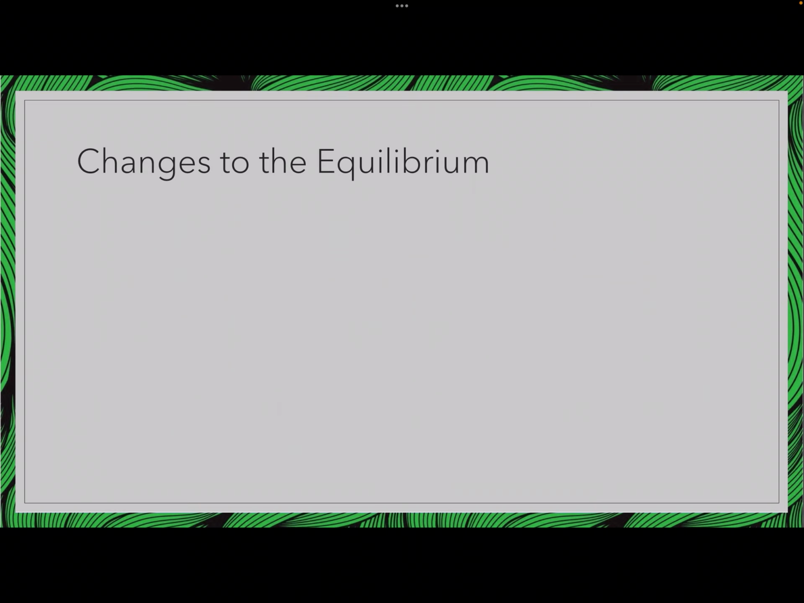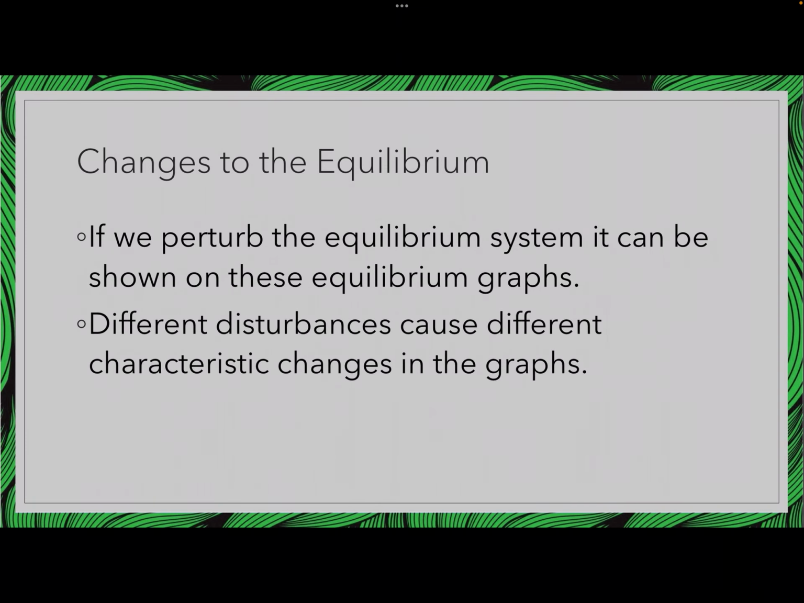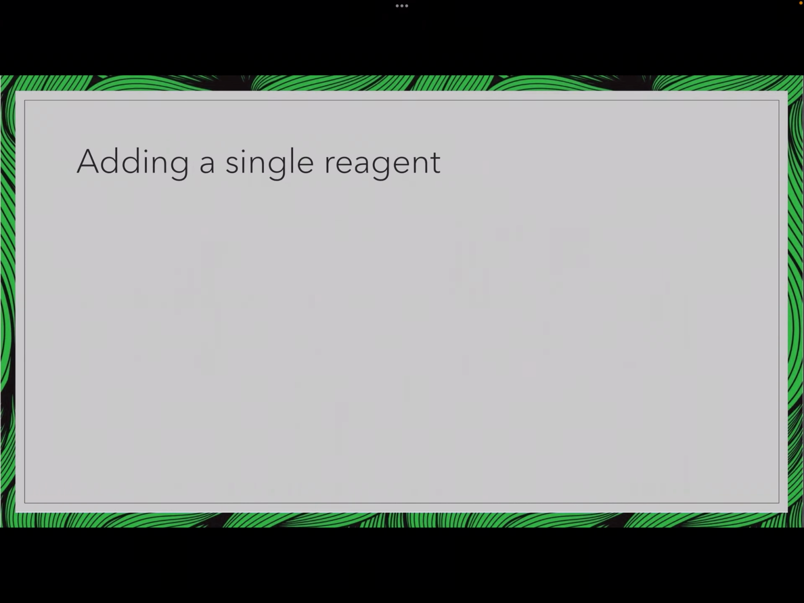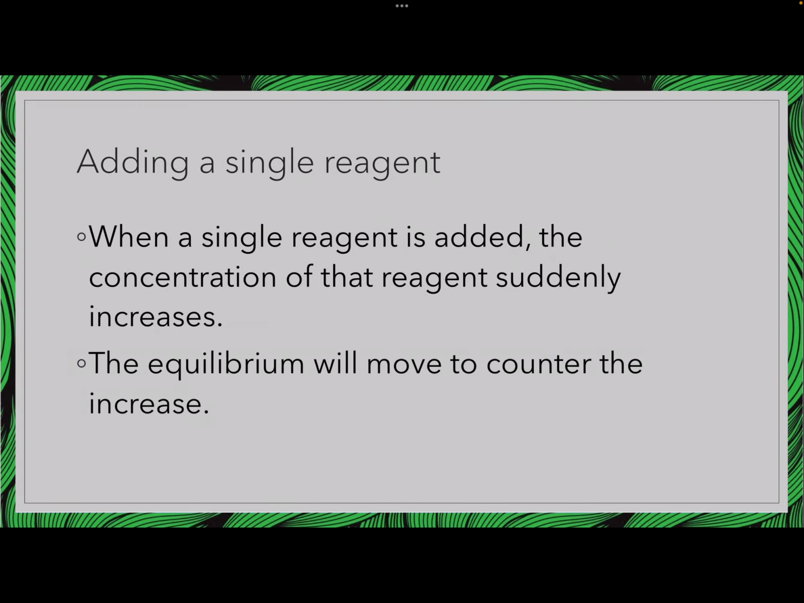So now the different changes to the equilibrium that we can look at on a graph. If we disturb the equilibrium system, it can be shown on these equilibrium graphs. Different disturbances cause different characteristic changes in the graph. For starters, adding a single reagent, so adding a product or adding a reactant. Basically what happens is the concentration suddenly increases. We normally draw it as if it's instantaneous, so it happens over zero time. And then the equilibrium moves to counteract that increase.